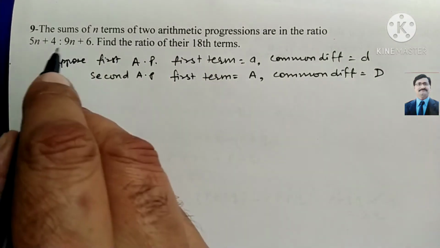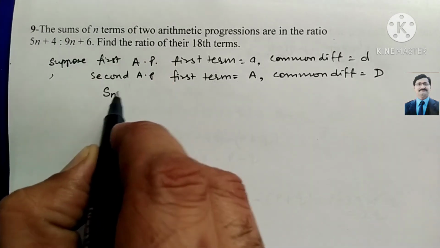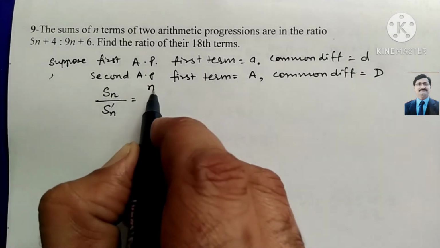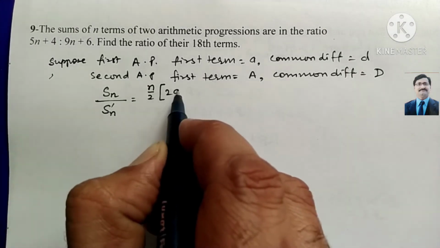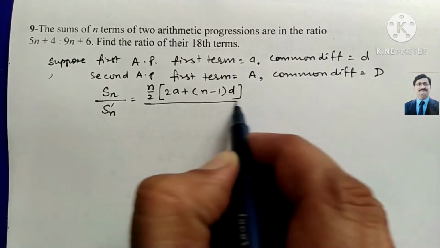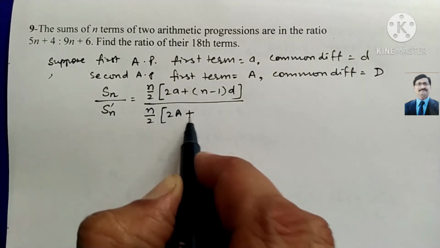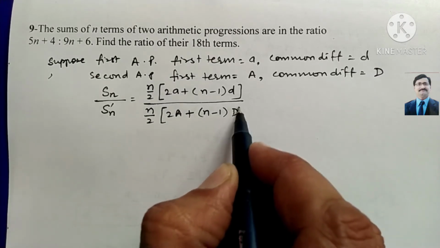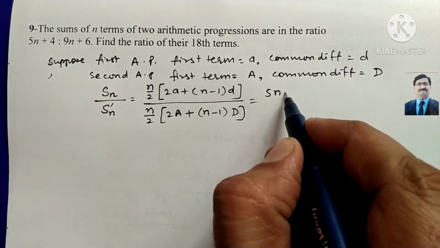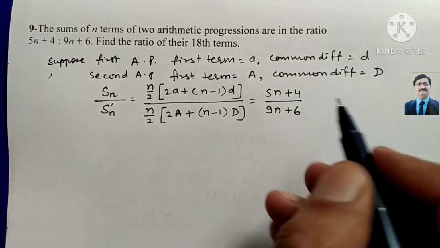Now we know the sum formula. Here what is given: the sum of n terms of the first AP upon the sum of n terms of the second AP. The sum of the first AP is n by 2 into 2a plus n minus 1 into d. The sum of the second AP is n by 2 into 2 capital A plus n minus 1 into capital D. And this ratio is given to us as 5n plus 4 upon 9n plus 6.